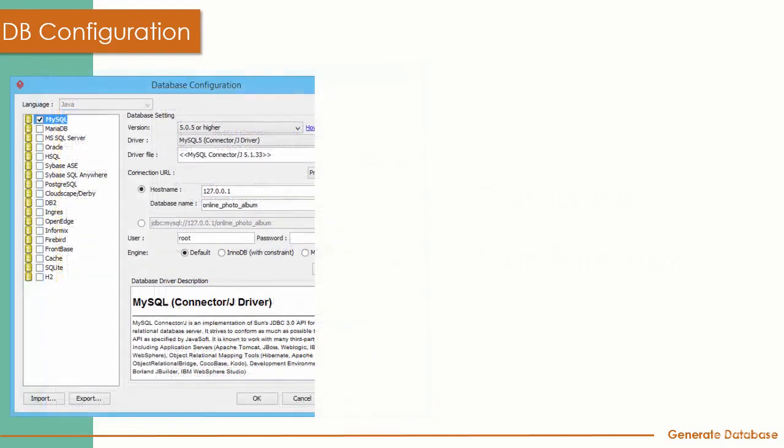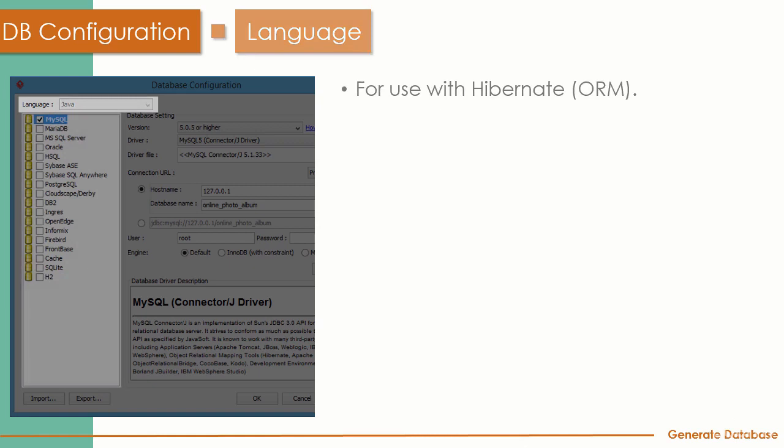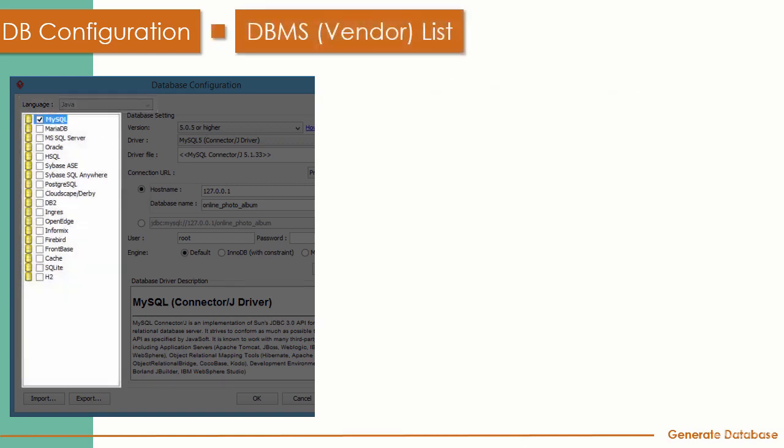Database configuration. Move on to talk about how to configure the database. The first thing you see in the database configuration is the language. Again, it is exclusive for when you generate Hibernate. If you're not going to generate the code, you just generate the database in Visual Paradigm, just leave it and use Java. And then you see a list of database vendors on the left hand side. You see it is a checkbox rather than an option. That means you can select more than one database if you want.